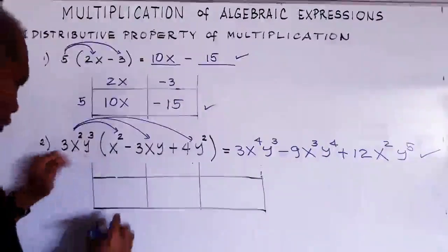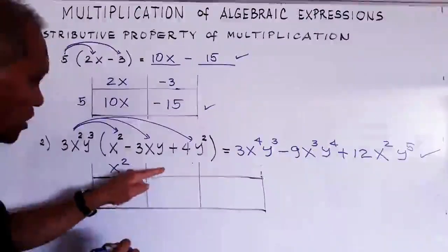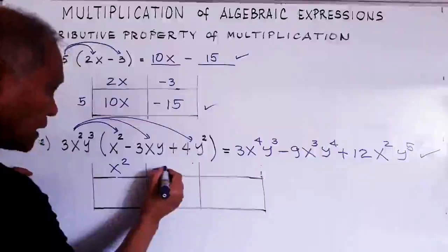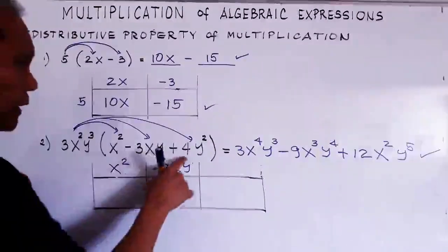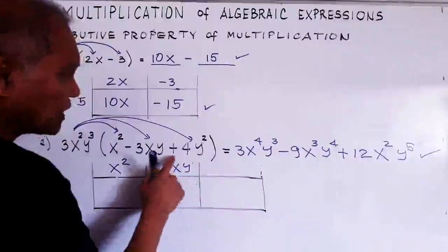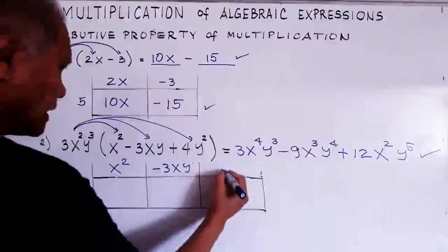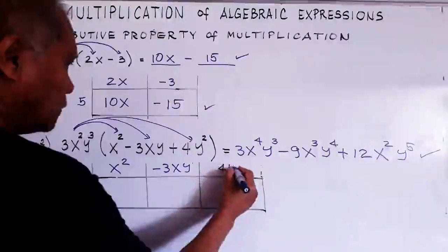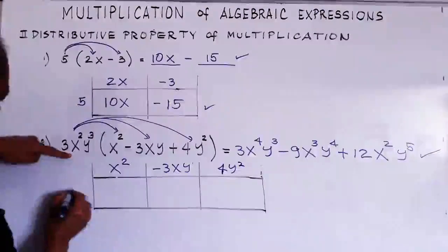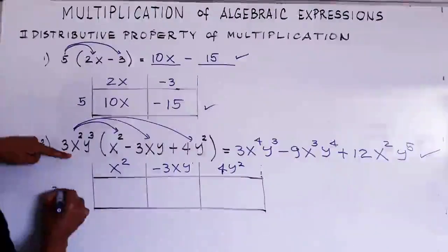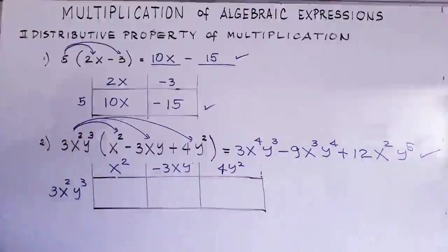We have here, we put the x squared here. Second term here, you copy the sign. 3xy here and 4y squared. Do not copy anymore the plus or the positive because we know it's positive and there's no sign. So we have 4y squared. And then we put this one here. So we have 3x squared y cubed.